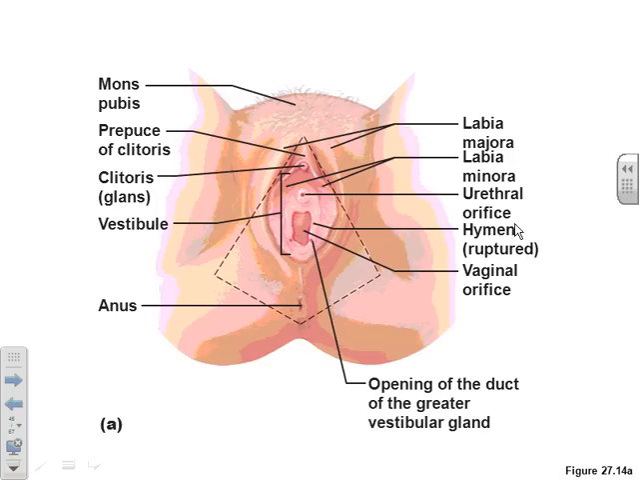If we look at the outside structure, we can see the external genitalia a little bit better. This outer layer here is the labia majora. The inner layer here is the labia minora. And then we can see this is a small portion of the clitoris. The opening to the urethra, even though the urethra has nothing to do with the reproductive system, is located here. And then there's the opening of the vagina.